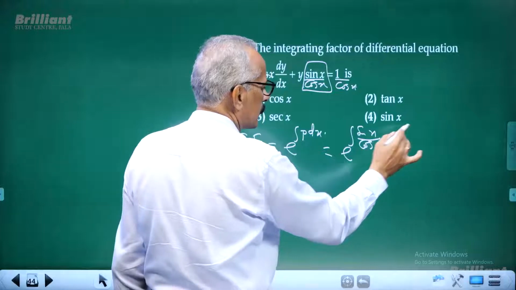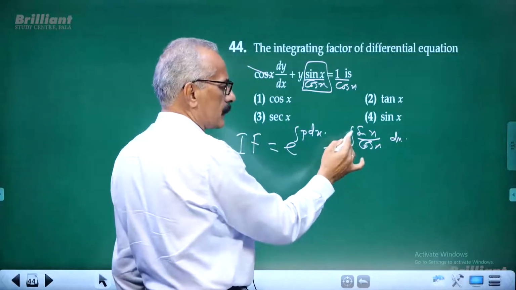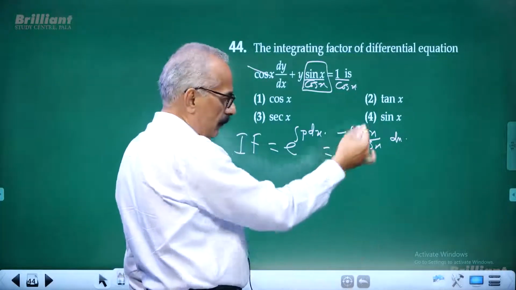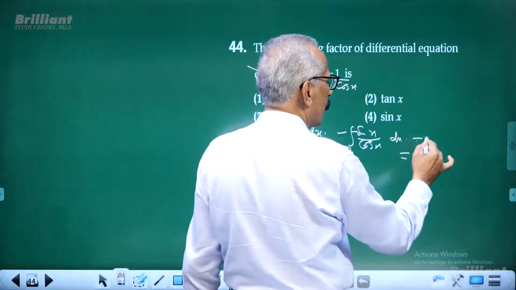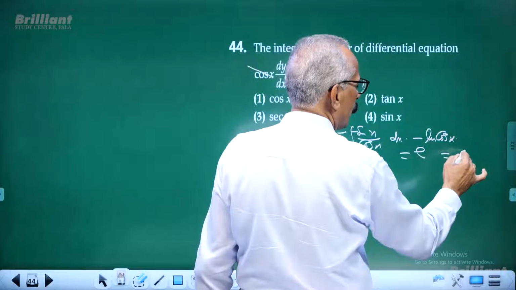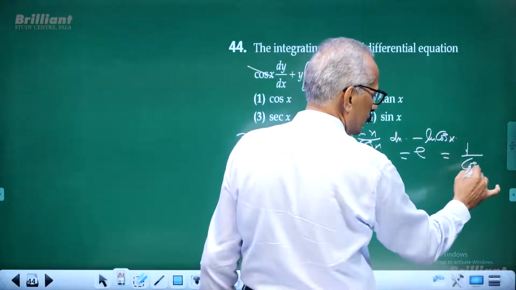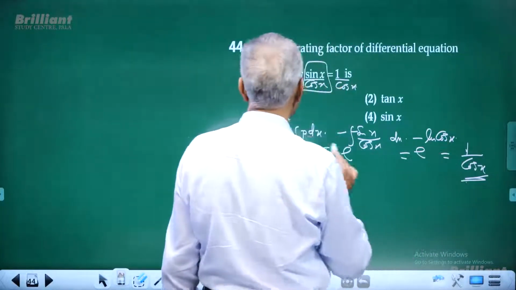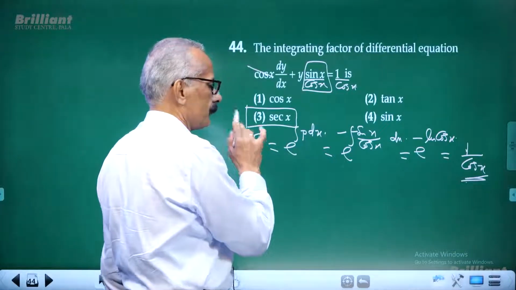Sin x divided by cos x means derivative of cos x is minus sin x. We give a minus sign. So f dash x by f x. So e to the power minus log cos x. That is cos x to the power minus 1, 1 by cos x, which is sec x. So 3 is your answer.